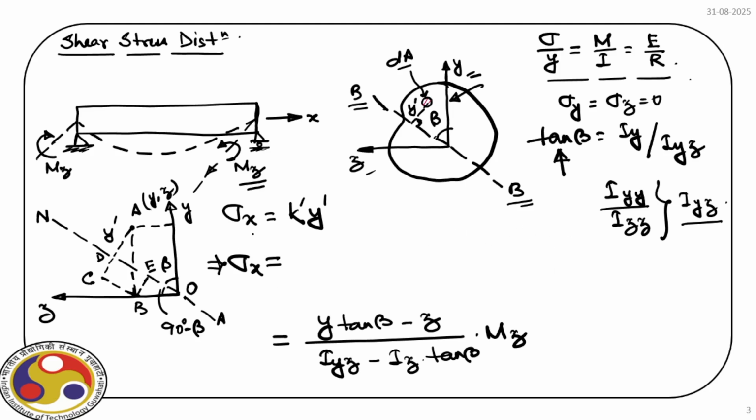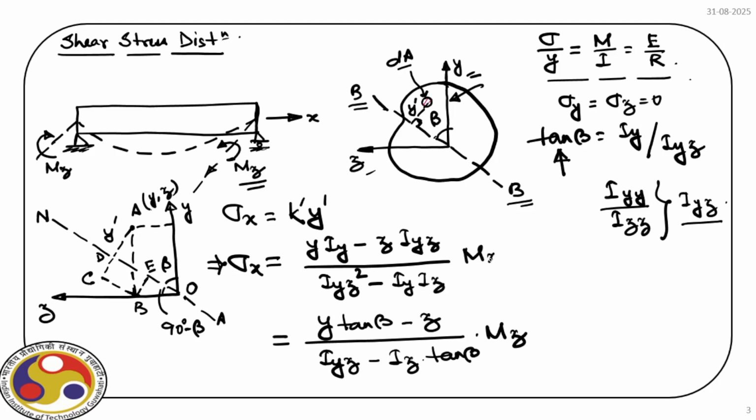So we have y times tan beta. In place of tan beta, we can write down Iy by Iyz. So we'll have Iy here minus z times Iyz divided by Iyz square minus Iy Iz times Mz. That's the final expression we get for sigma x.